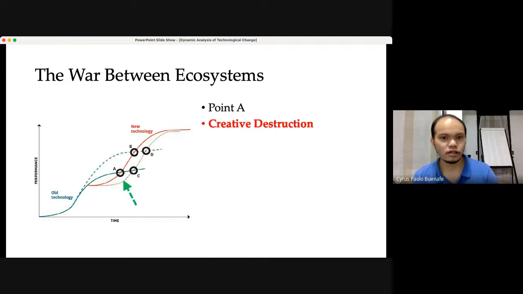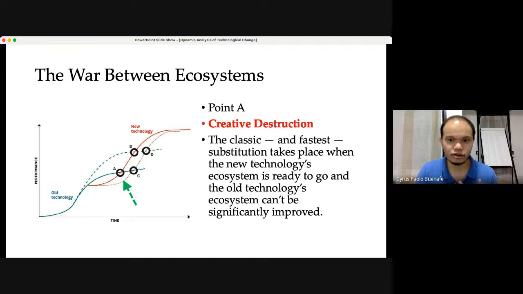You'll notice that there are four points here, four intersection points based on the expansion of the assumptions. The first point, point A, the authors call creative destruction. This is the original point of intersection with the old S curve idea. And what happens in creative destruction? We know that this is the classic substitution.